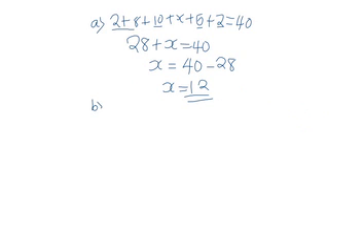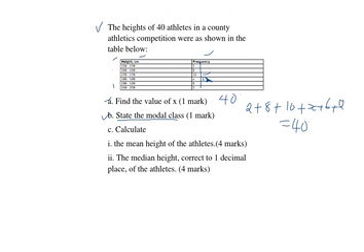Part B, 180 to 189 is our modal class with a frequency of 12. Part C, we are told to calculate the mean height of the athletes.